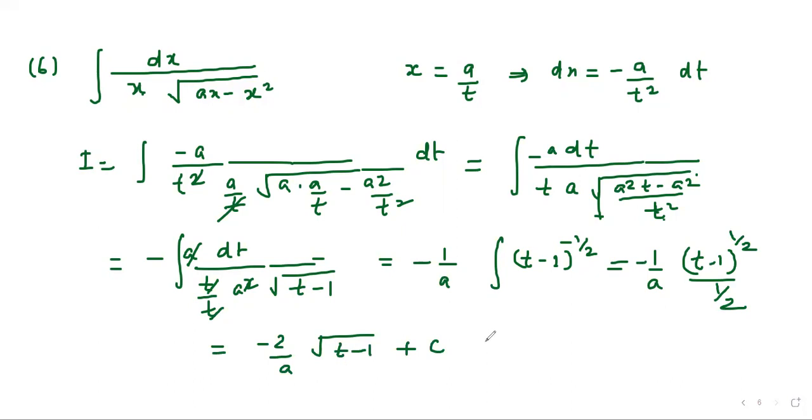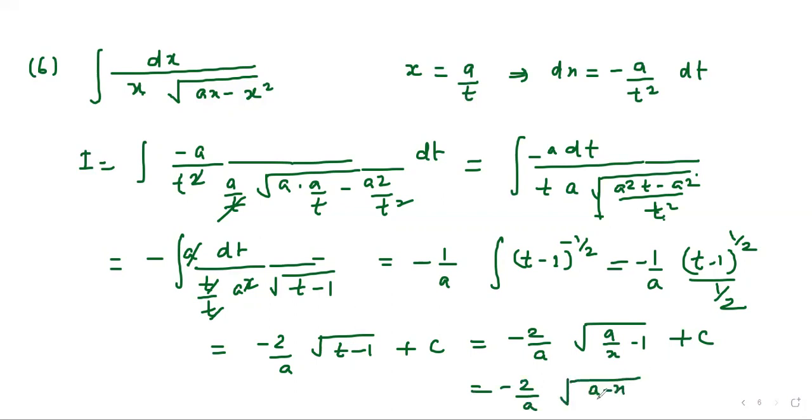plus c. So we put the value of t, and t equals a/x. So this will become −2/a, root of (a/x − 1), plus c, or we simplify: −2/a, root of ((a−x)/x), plus c, which is our final answer.